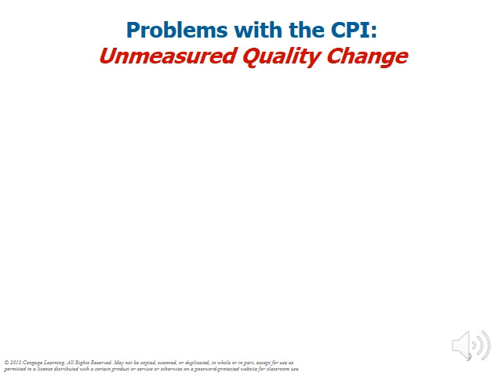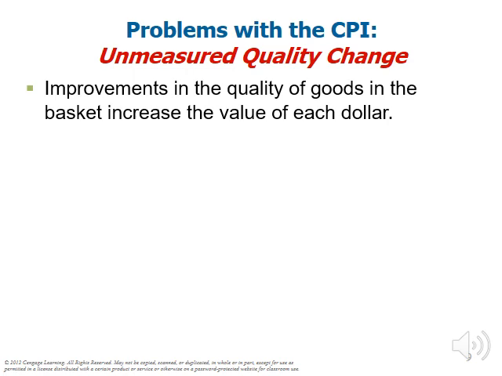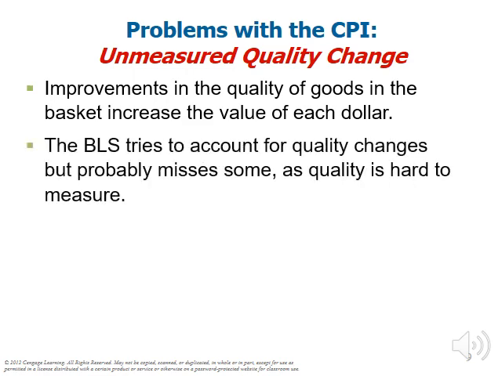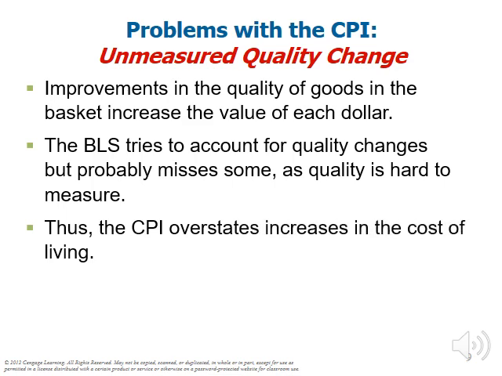Our third and final problem with the CPI is unmeasured quality changes. Improvements in the quality of goods in the basket increase the value of each dollar. The Bureau of Labor Statistics tries to account for quality changes, but probably misses some, as quality is hard to measure. Thus, the CPI overstates increases in the cost of living.